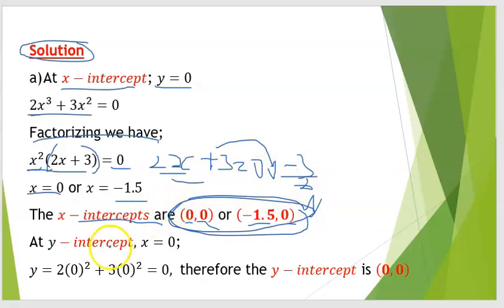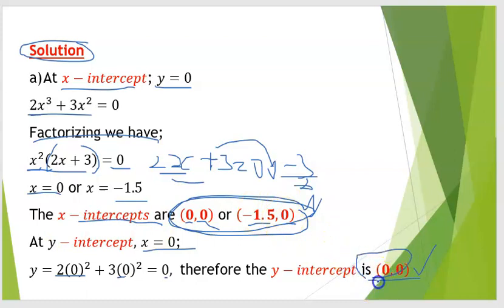Once we are done with that, we move on to the y-intercept. Remember, at the y-intercept, x is 0. So we go back to the equation, and where there is x, we put 0. So y equals 2 into 0 cubed plus 3 into 0 squared, which equals 0, because anything raised to a power and multiplied by 0 is 0. Therefore y is 0. Written as a coordinate, x is 0 and y is 0, so the y-intercept is (0, 0).